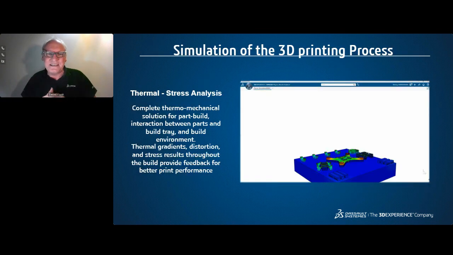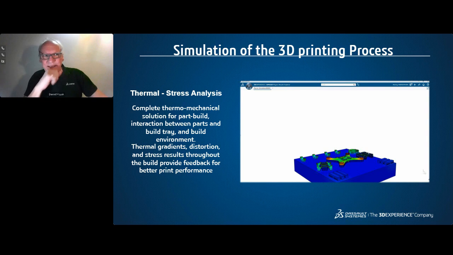So in the 3DEXPERIENCE platform, it's a small picture, but what you can see here is my build tray. This is multiple parts I print at the same time in a batch in my shop floor. I also add a coupon, and I can simulate what is happening during the printing process. So I do a thermal analysis. I can couple the thermal analysis with a mechanical analysis to get a thermomechanical result. So I can predict the distortion of those parts. Okay?